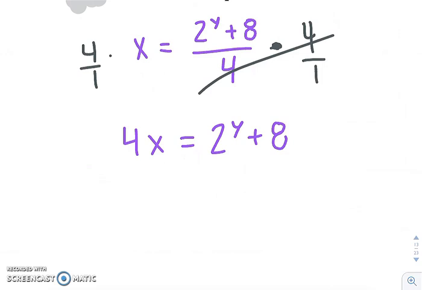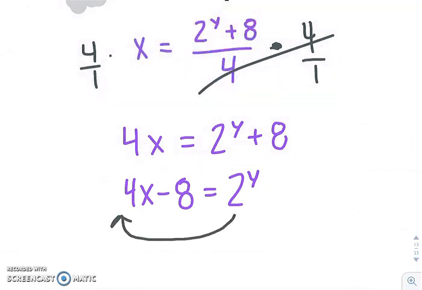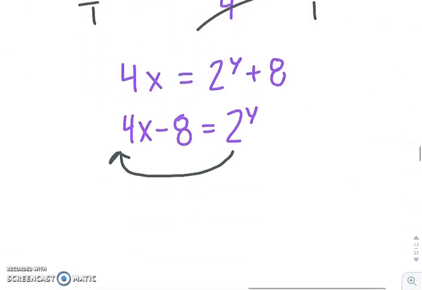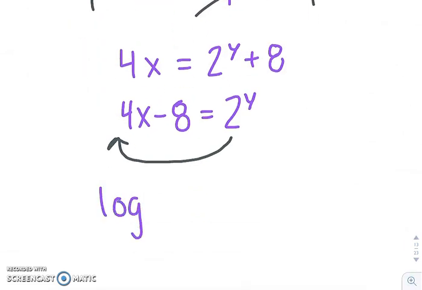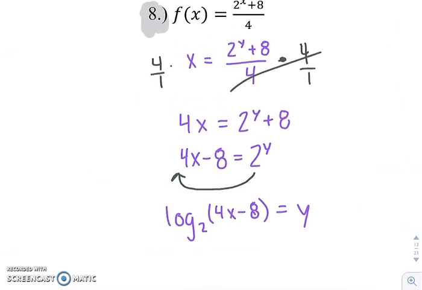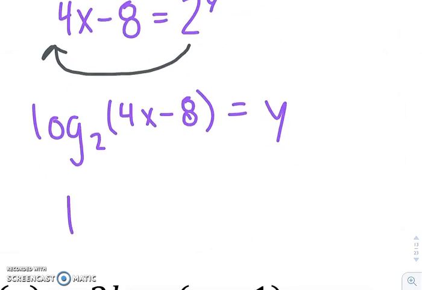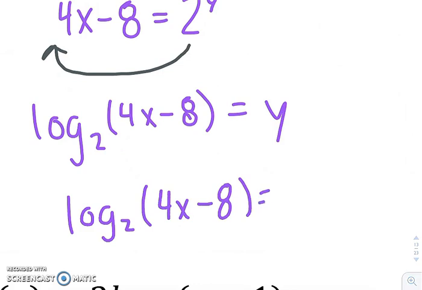Okay, we're going to subtract that 8 over. So 4x minus 8 equals 2 to the power of y. The last step here is going to be to undo the exponential piece with base 2, and the left side will become a log base 2 of what you had over there, 4x minus 8, equals y. So you would be good here, but again, for inverse notation, I'm just going to rewrite this as log base 2 of 4x minus 8 equal to f to the negative first power of x.